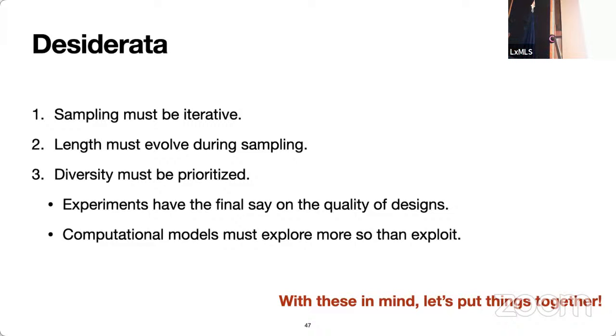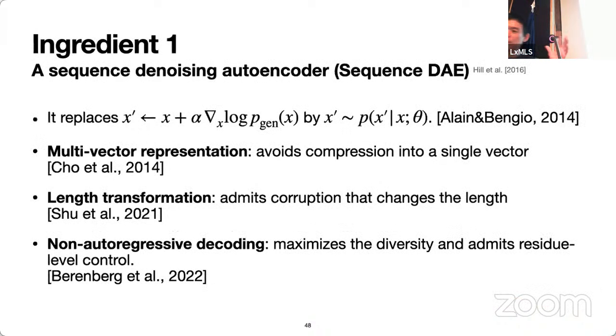What that means is that experiments have the final say on the quality of designs. So we cannot simply maximize the quality that is determined by our computational models. So we have to prioritize diversity as the most important criterion. So with this in mind, let's put some of the things together.